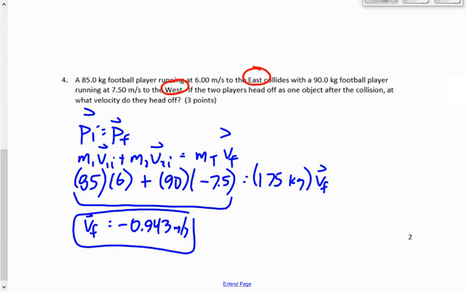I didn't put the negative on 7.5, but I did it in the opposite direction, so I subtracted the 90 times 7.5. Would that be full marks? Yep. Alright, thank you.